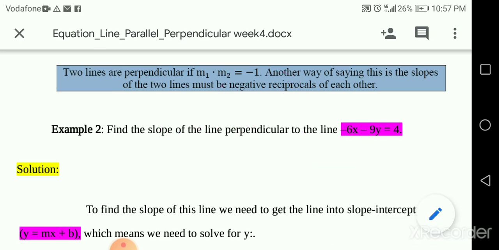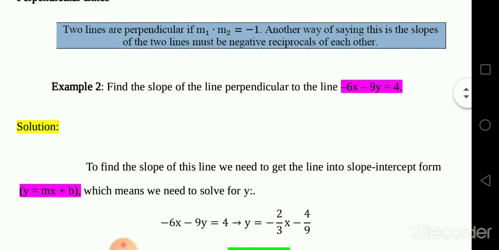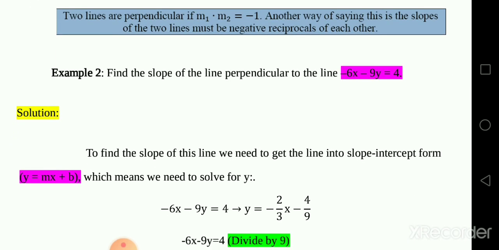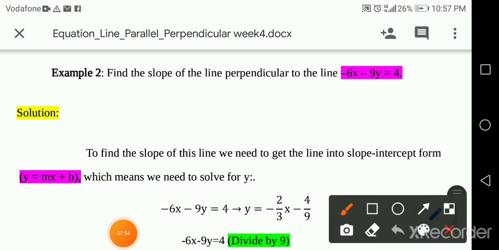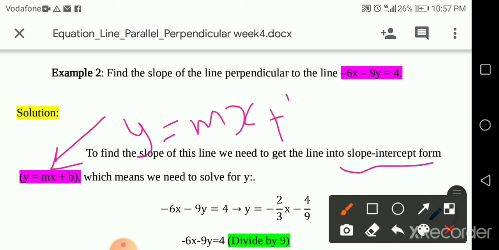To find the slope of the line, we need to get the line into what? Into slope intercept form. Remember, you have to study this very well: y equals mx plus b. M here is the slope. Let's solve for this. This is my equation. Rewrite your equation according to this.